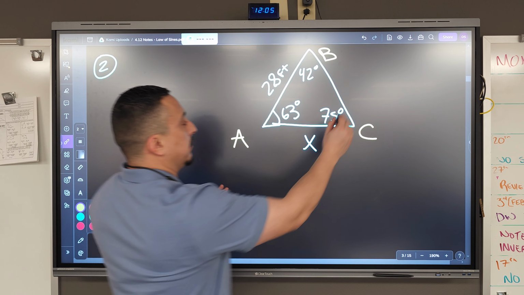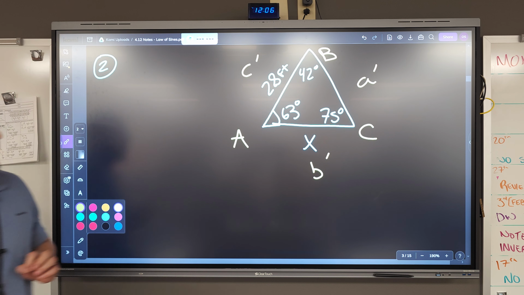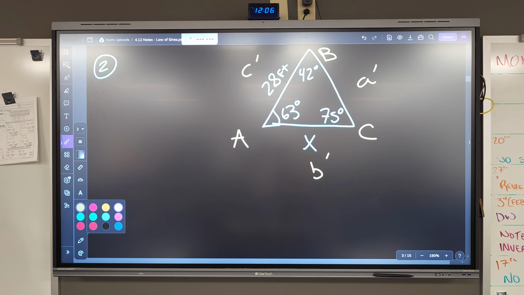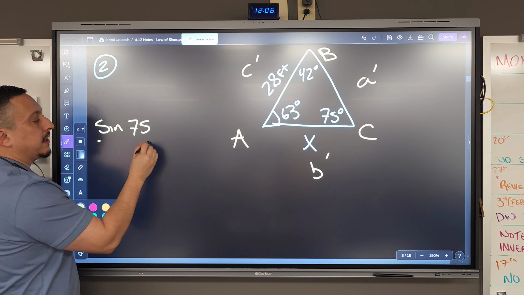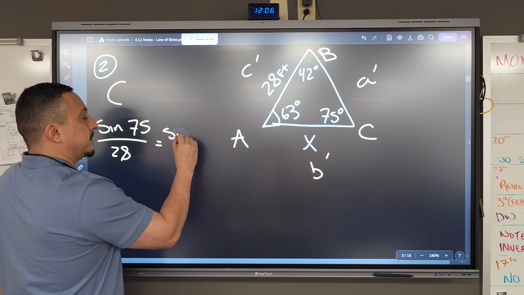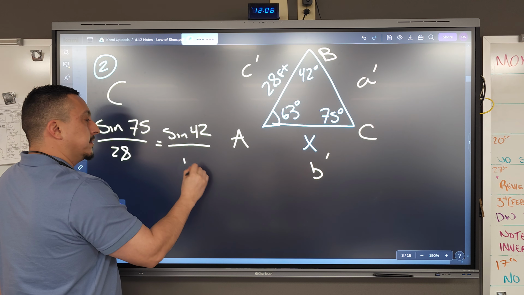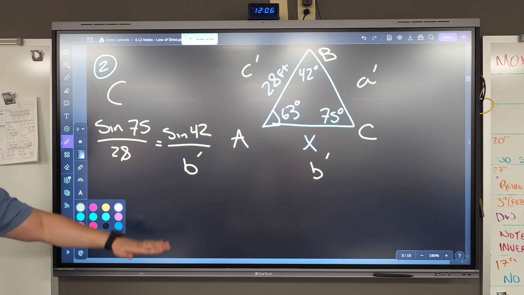So this would be the labeling, A, C, B. So for sure you have to use which one? C, right? So for sure, because that one's complete. So sine 75 over 28. This one's the C one. Should I use A or B on the other one? B, because that's what we're looking for. So sine 42 over B. Okay, I'll stop there again, give you some more time to get your answer.